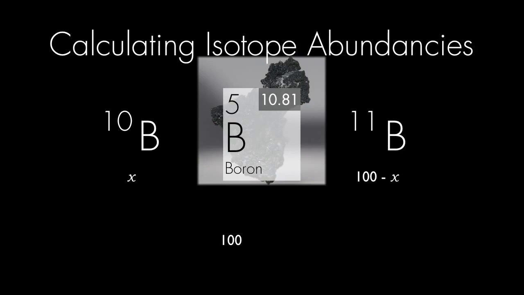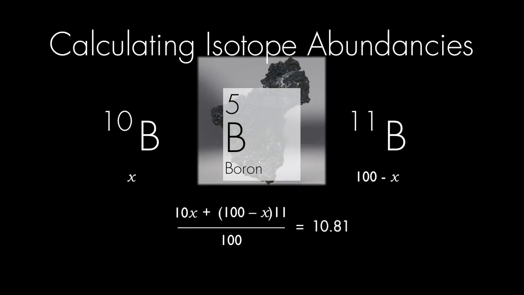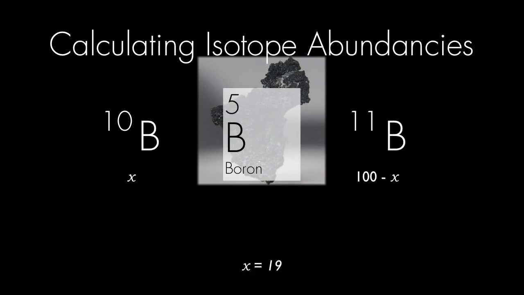We can put this together to calculate the average atomic mass, which we already know for boron if we look at the periodic table. Do a little algebra, and it tells us that x is equal to 19, which is a percentage of boron-10, and therefore boron-11 has an abundance of 81%.